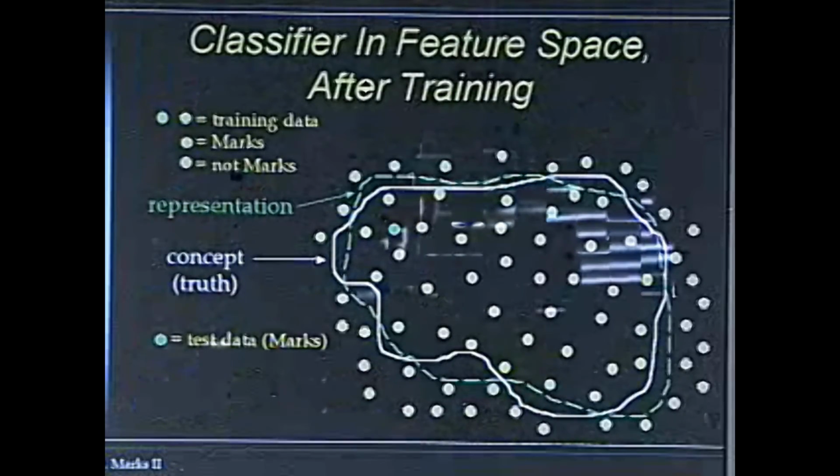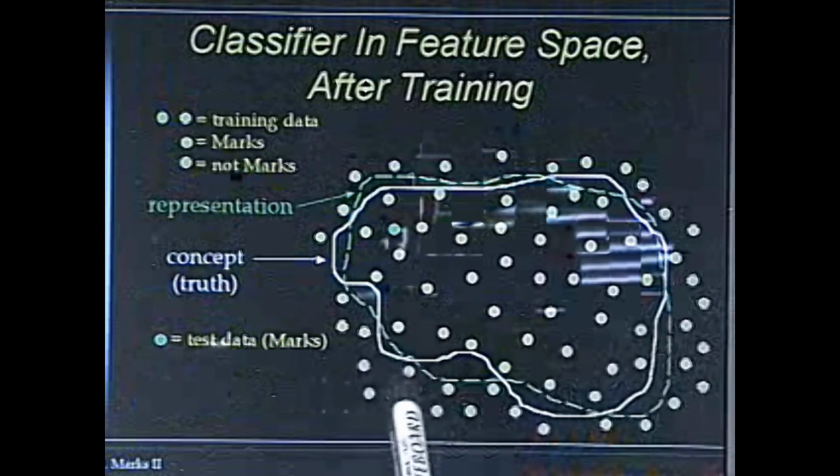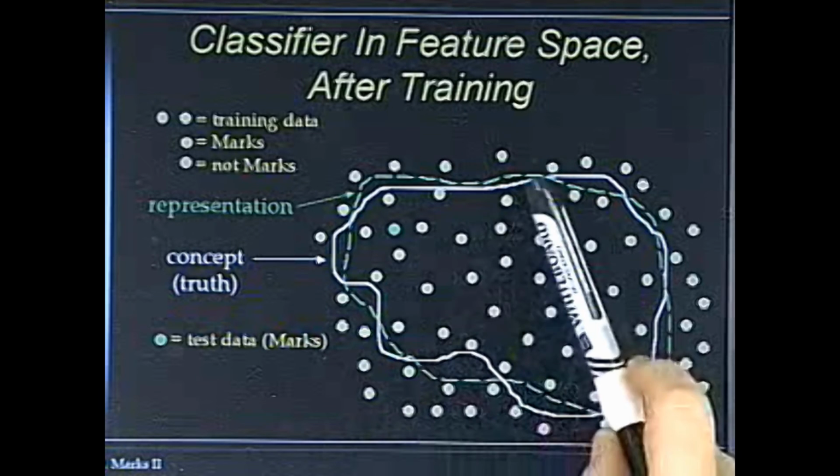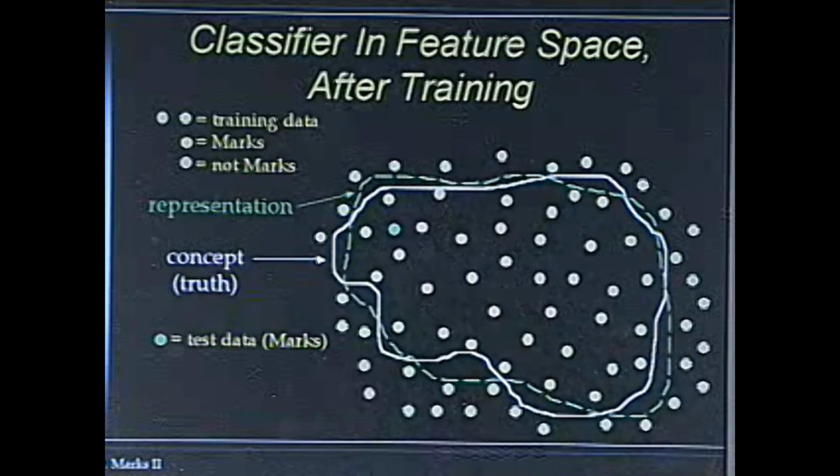Okay, I didn't do that. Now, once we do that, and once we're finished training, the only thing that we have available to us is this dashed line. Throw away all the data. Once you're done training, that dashed line totally defines your classifier.